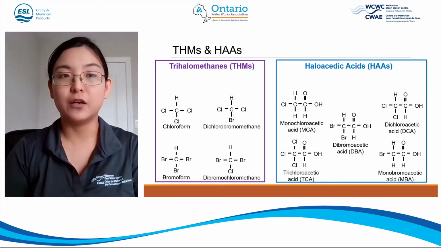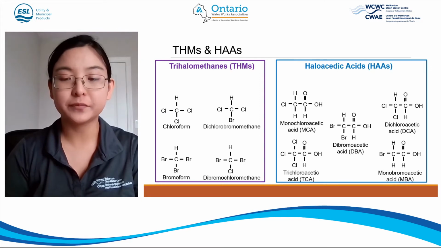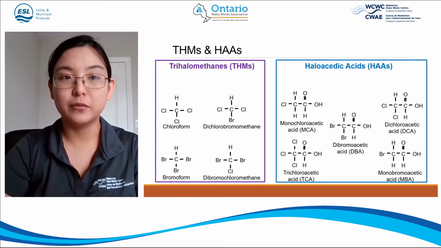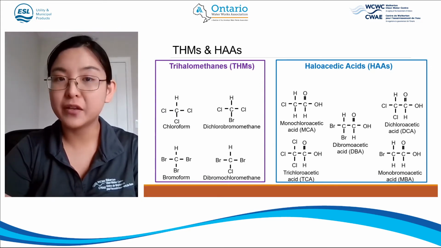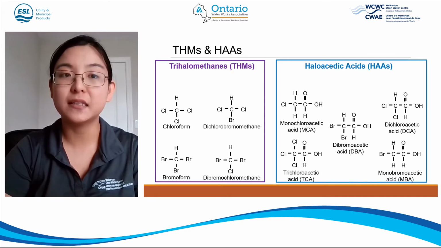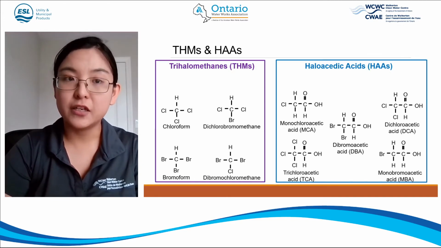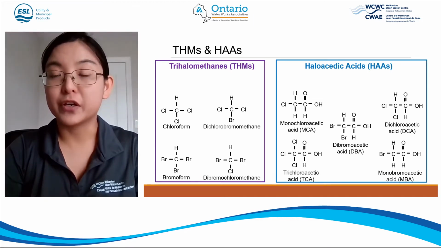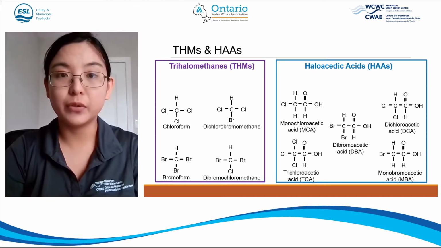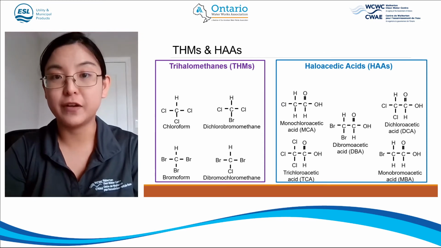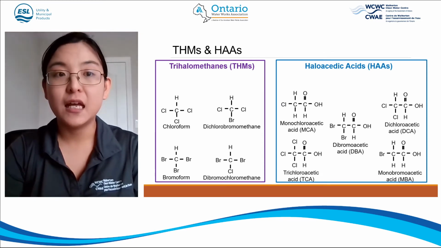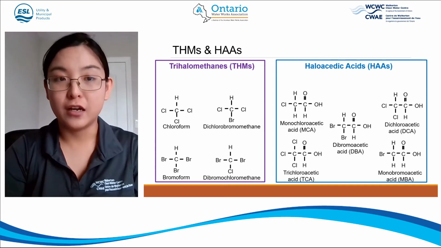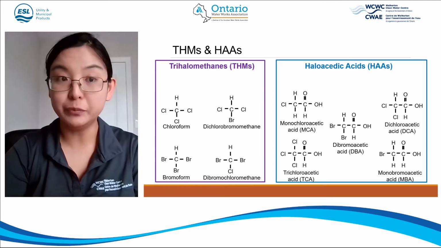So first of all, what are THMs and HAAs? There are trihalomethanes and then haloacetic acids. There are many species in each group. Right now in Ontario and also the federal government in Canada, only 4 of the THMs and 5 HAAs are regulated, which are listed here, but there are definitely more species in each group.